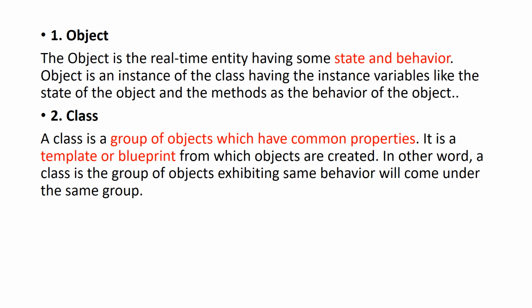Here we can go with object. What is an object? The object is a real world entity having some state and behavior. We already discussed this object and class. An object is an instance of the class having instance variables, like the state of the object, and methods. A class is a group of objects which have some common properties. It is a template or blueprint.